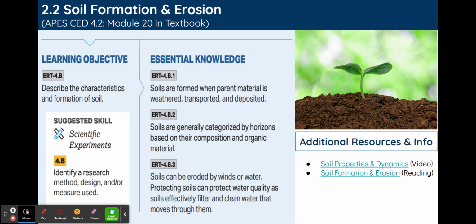In today's video, we're going to be going over topic 2.2, which is soil formation and erosion. And we're going to be filling in the 2.2 topic in our note packet, which should be on page 6 and page 7. So just a little bit of notes for you guys tonight.